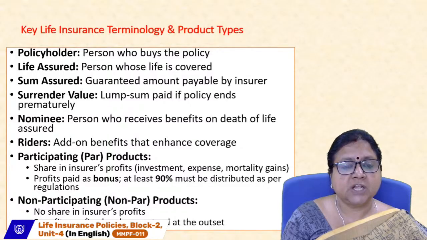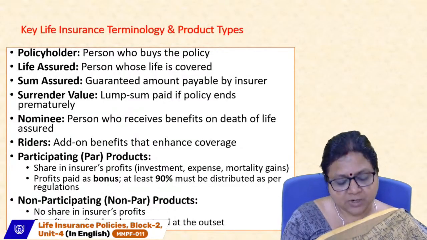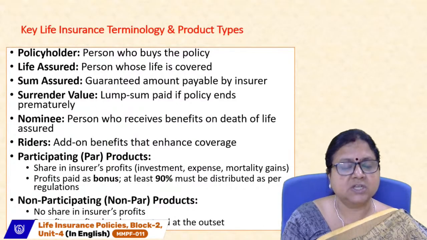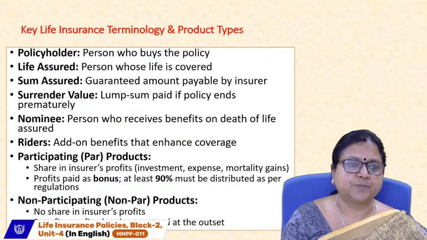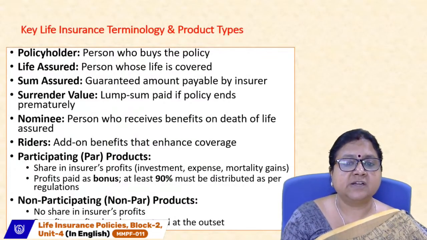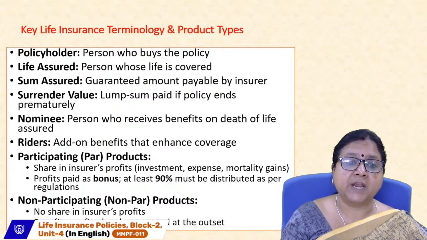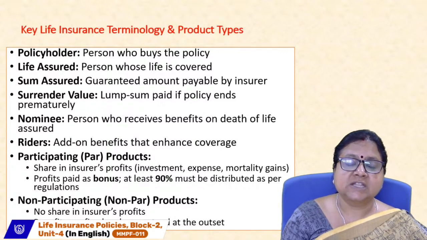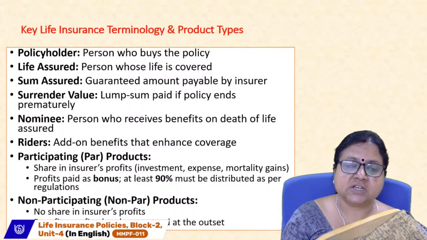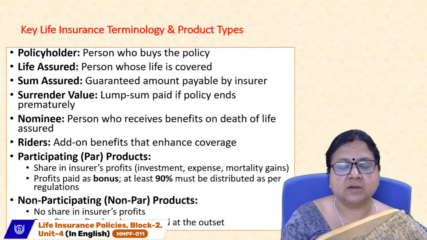Suppose your parents are in old age and you are going to cover the life insurance for your parents, then it is the parents whose lives are assured. Sum assured means the guaranteed amount payable by the insurer. If the premiums are paid at regular intervals as defined in the policy, then the life insurance company will definitely pay the sum assured which is mentioned in the policy. It is a guaranteed amount which is payable by the insurer.